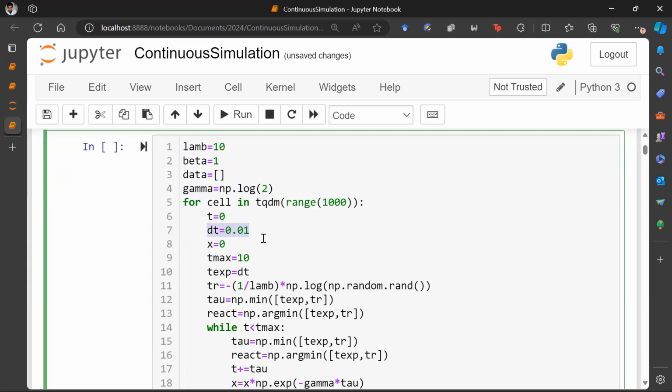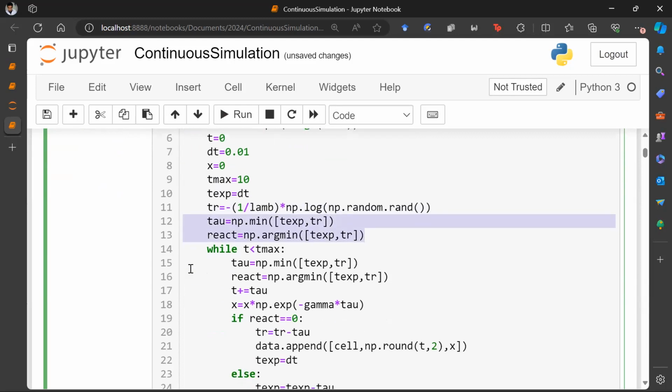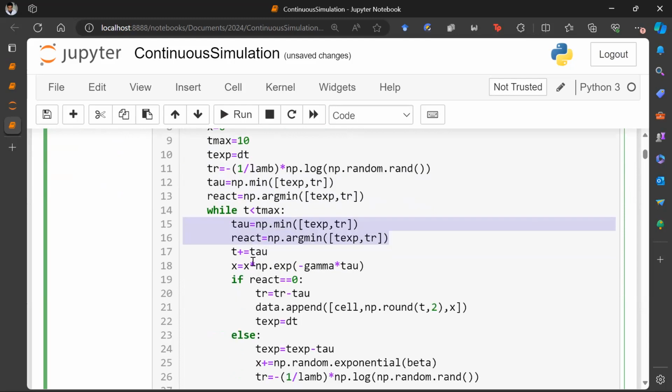I propose delta t, that is the time for data acquisition. This is my state. I'm going to start from x equal to 0, and this is the time for finishing my simulation. So the next time for exporting is going to be delta t, the same, and the next time for the Gillespie reaction, and I calculate the minimum of both of them.